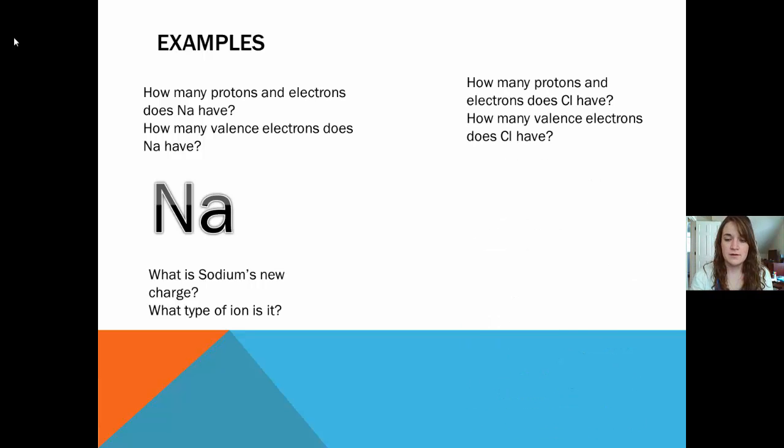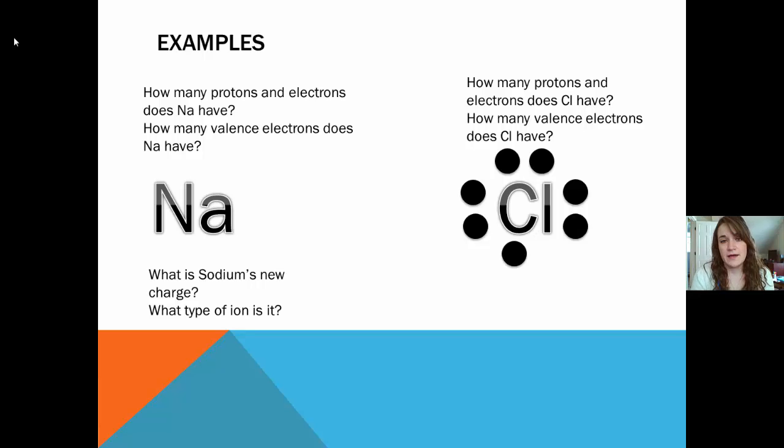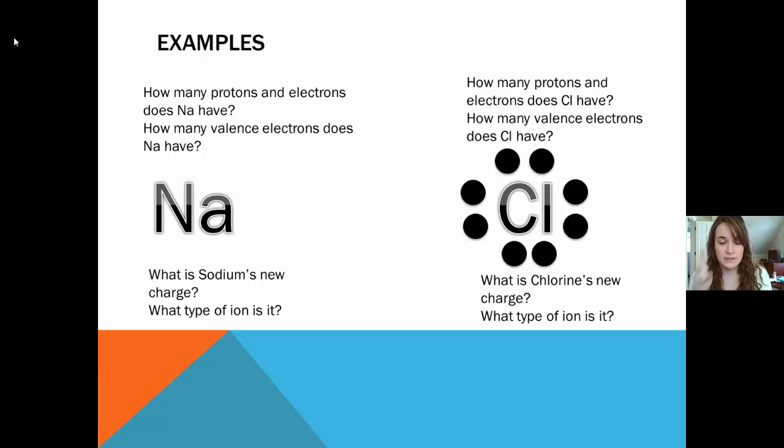Another example, chlorine has 17 protons and 17 electrons. Look at which group it's in, 7A, so it has 7 valence electrons. If that rogue electron from sodium comes and joins chlorine, now it's going to have a charge of 1 minus, because it gained 1 electron. And that is any negative ion, so it's an anion.